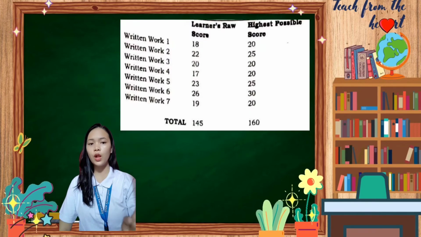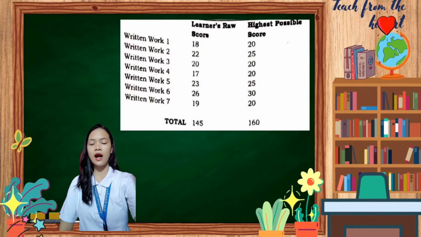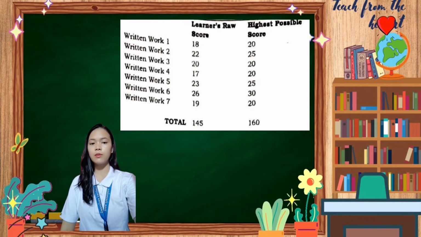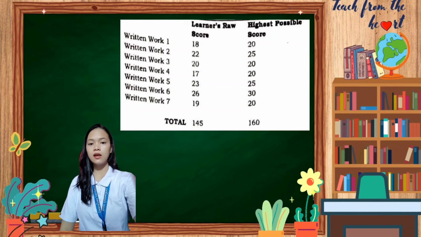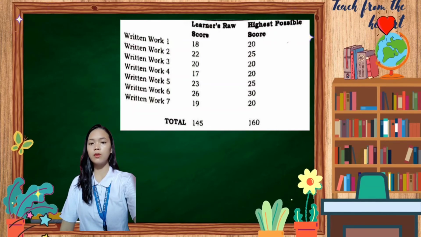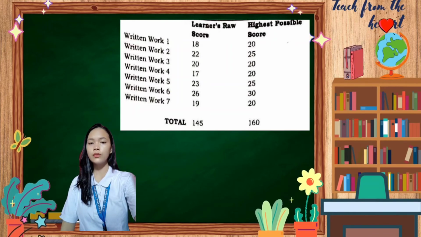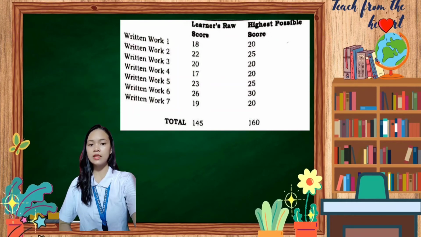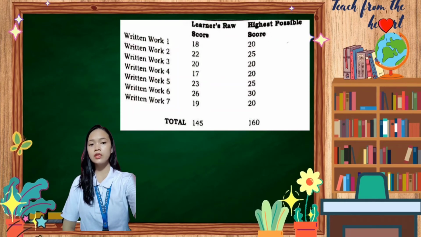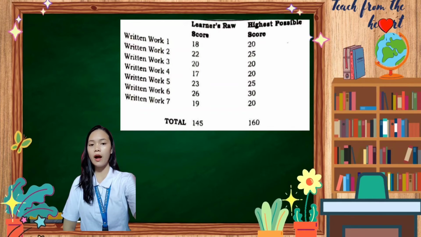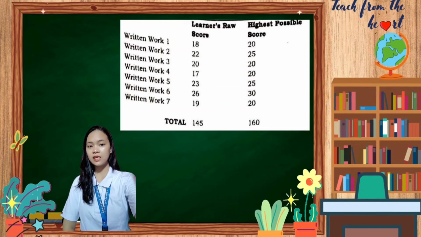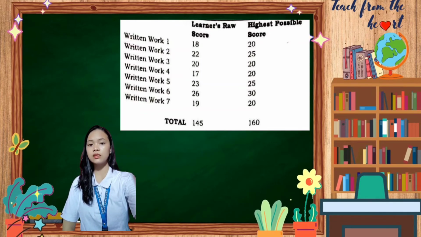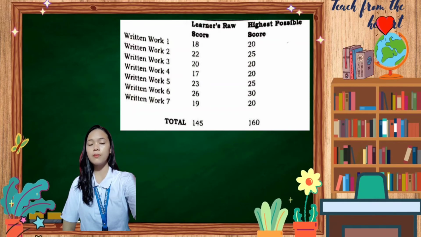For example, we have here the learner's raw score and highest possible score. So we have written work 18 and the possible highest score 20. Second, the written work 22, possible highest score 25. Written work 20 and the possible highest score is 20. Written work 17 and 20 possible highest score. Written work 23 and 25 highest possible score. Written work 26 and the highest possible score 30. Then written work 19 and 20 possible highest score.